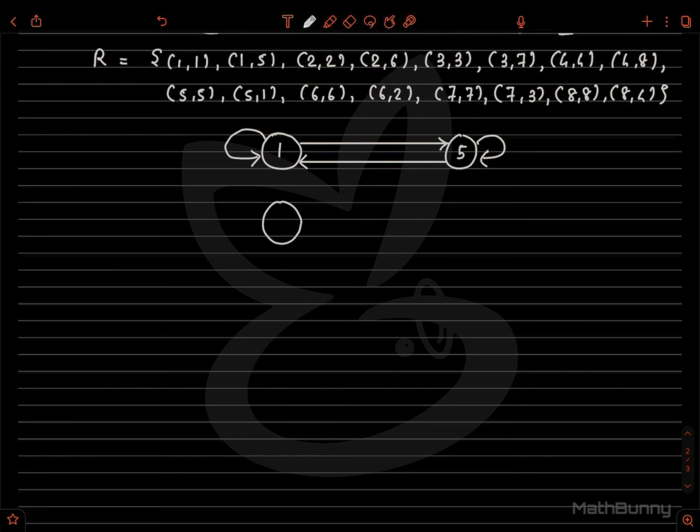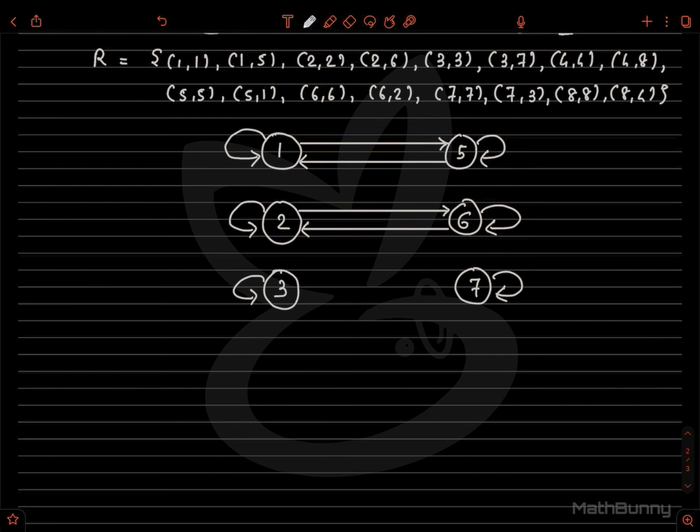To represent those elements, we'll draw two circles. Here we'll write 2. Here we'll write 6. (2, 2), (2, 6), (6, 6) and (6, 2). We have shown these four elements. Next set of pairs are (3, 3), (3, 7), (7, 7) and (7, 3). Again, we'll draw two circles, 3 and 7, and show (3, 3), (3, 7), (7, 7) and (7, 3).